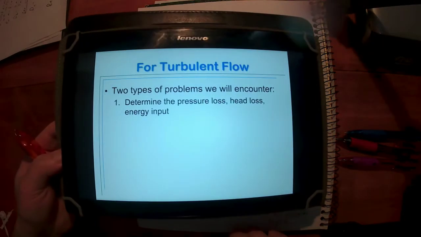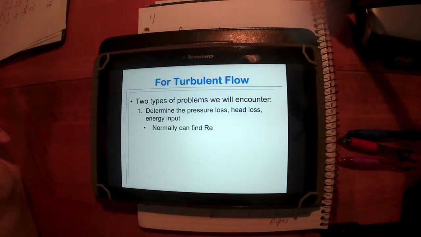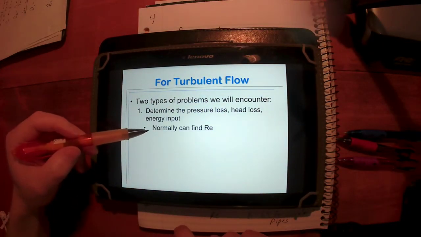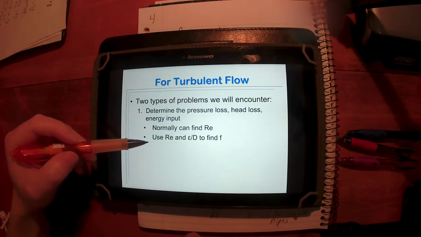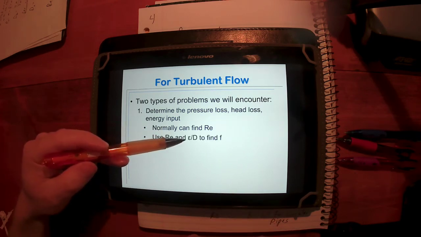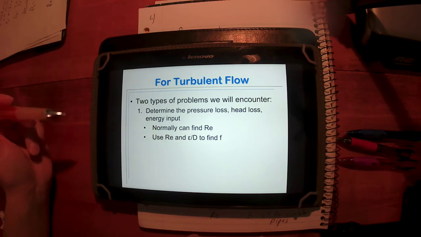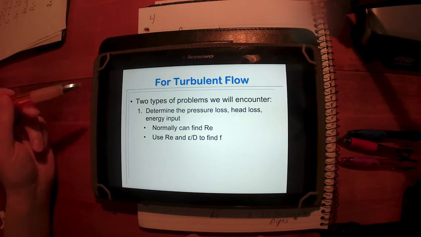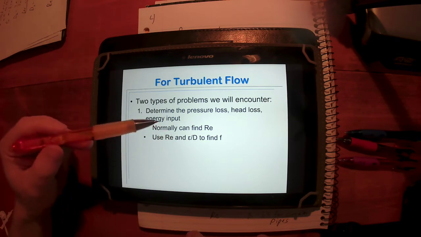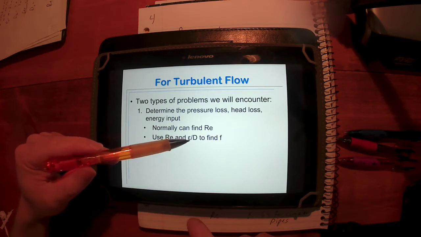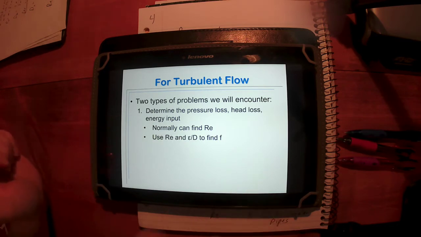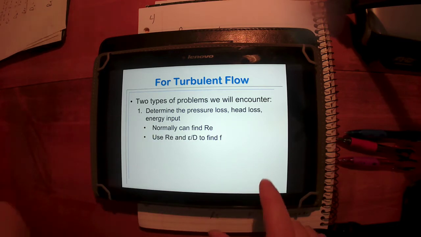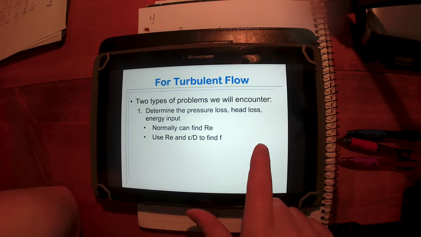Okay? Now that's actually pretty easy to do as long as you can find your Reynolds number. And if you know what kind of piping you're going to use, then you know the epsilon value. At least we can go look that up in a table or in our text. So use the Reynolds number and the epsilon over d, epsilon divided by diameter value, to find your Darcy friction factor, which we've already talked about how to do.